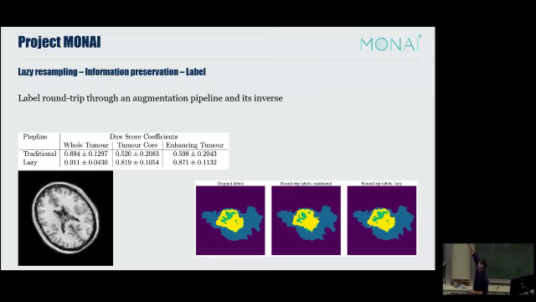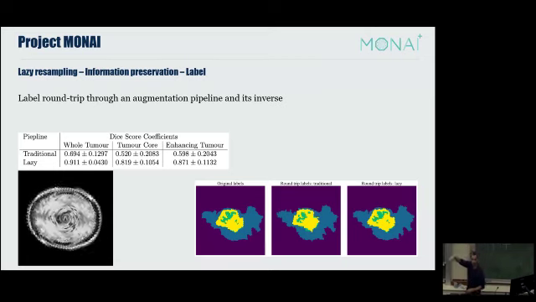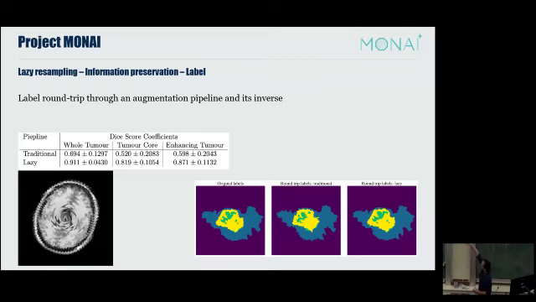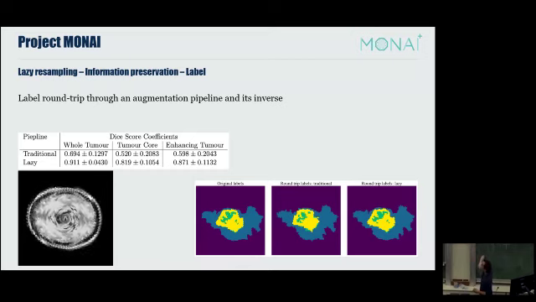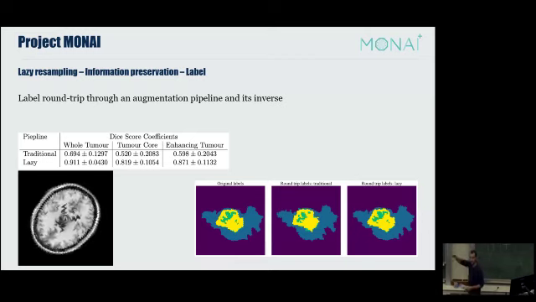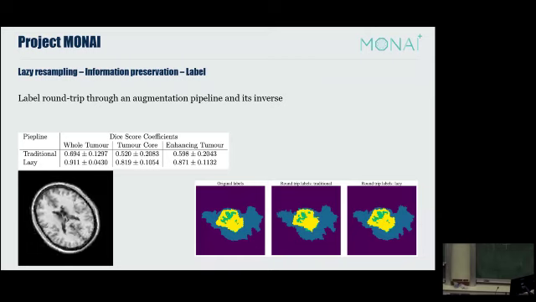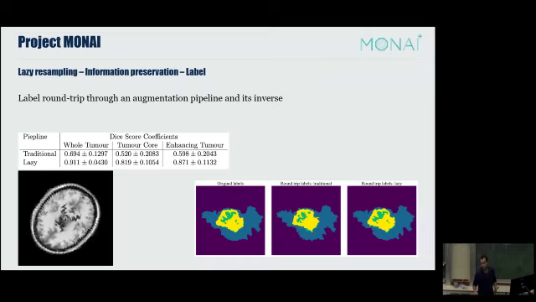Dice score is a measure of overlap that's commonly used in medical imaging. 0 means no overlap, 1 means perfect overlap. And you can see that when we use the traditional approach, which is multiple resampling, we've got a significant drop. That means that the image and its segmentation are potentially diverging. So that will impact your ground truth that you're optimizing against.